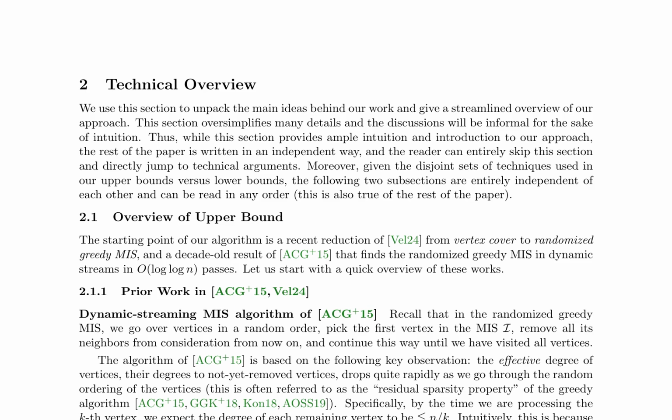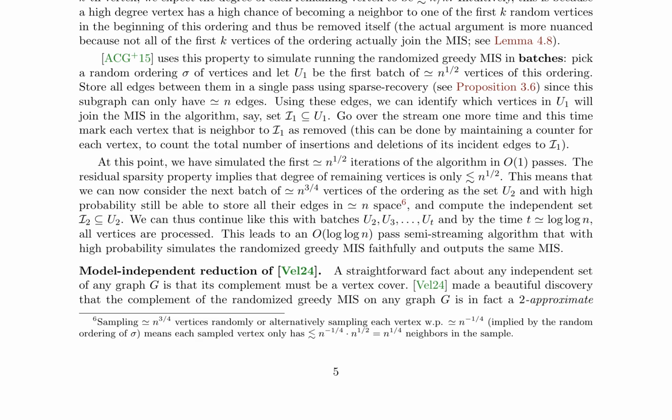The former algorithm simulates the randomized greedy MIS in batches, leveraging the residual sparsity property to reduce the effective degree of vertices. This allows for an O(log n) pass semi-streaming algorithm that faithfully simulates the randomized greedy MIS.